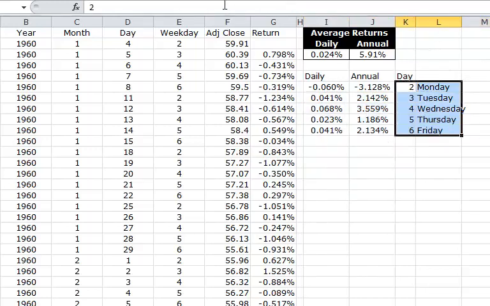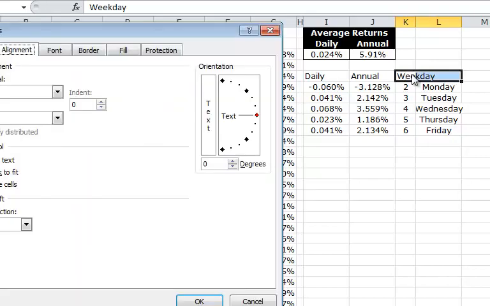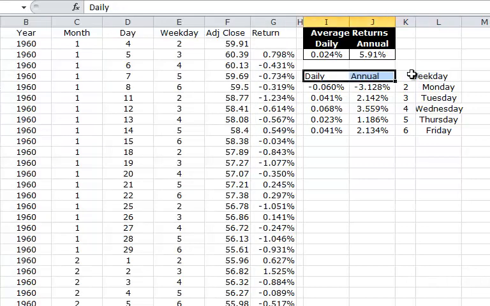Double click and maybe format this. And we could do something like this, day of the week, or we could say weekday. And we could center that across like we've done before. Again, nothing special going on here.